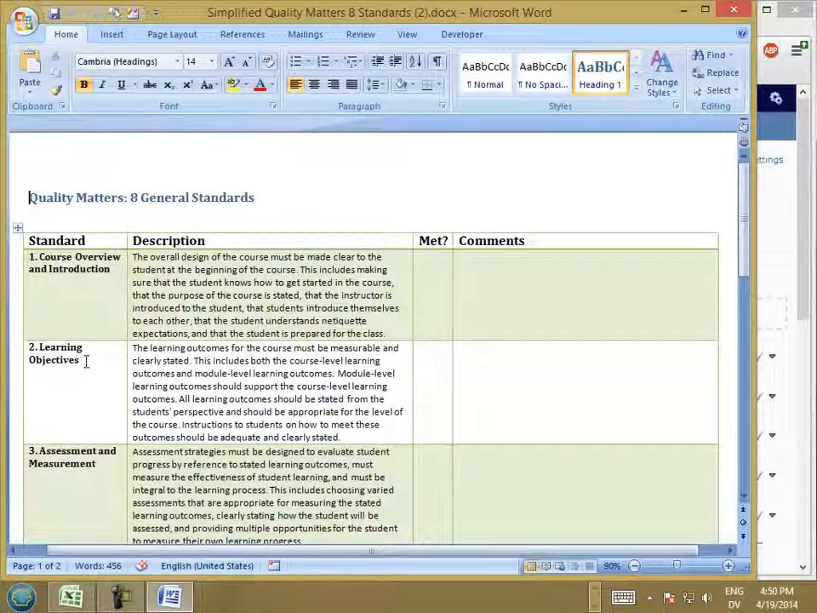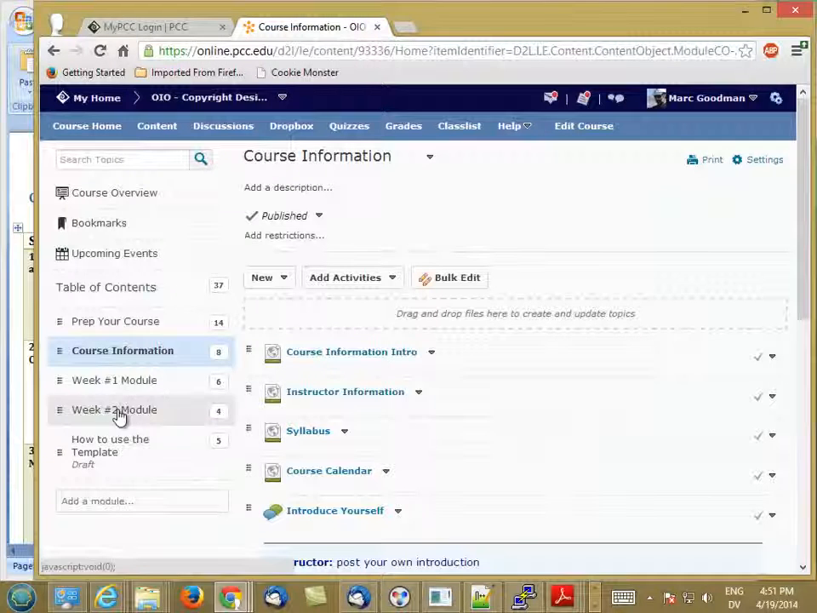Standard two has to do with learning objectives. We call them learning outcomes here at PCC. And learning outcomes can be course level, that's for the entire course, or they can be unit level or module level, which is one for each module. And to be well designed, a course really needs to have both.